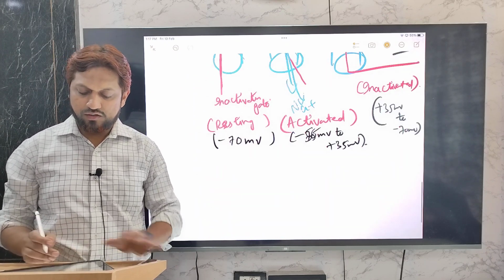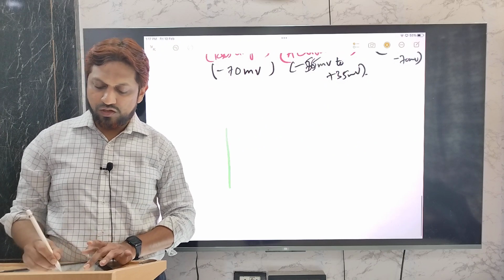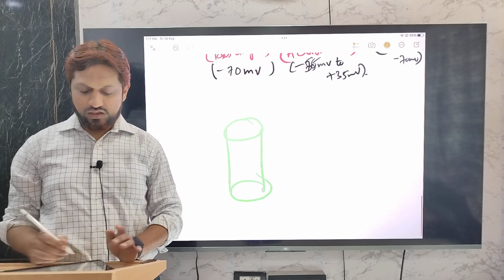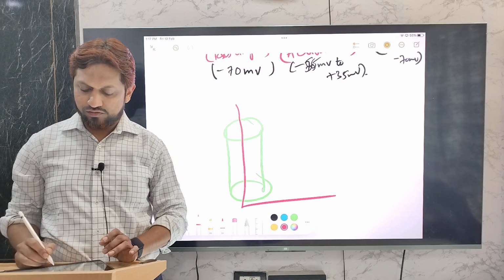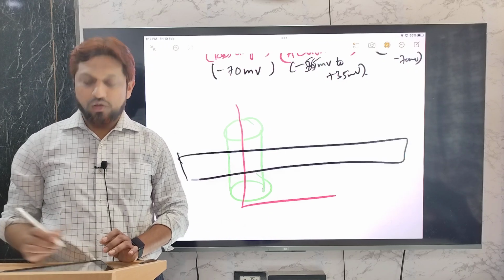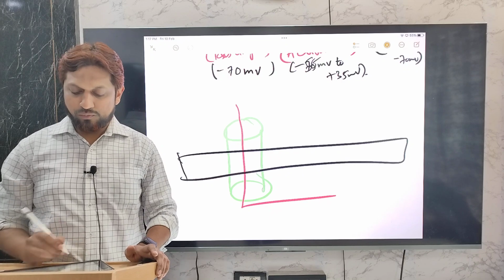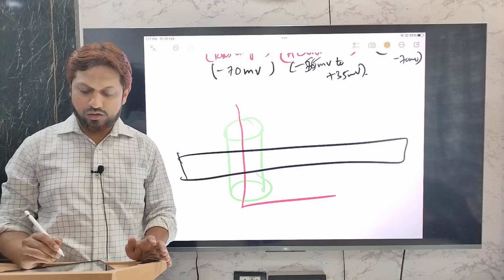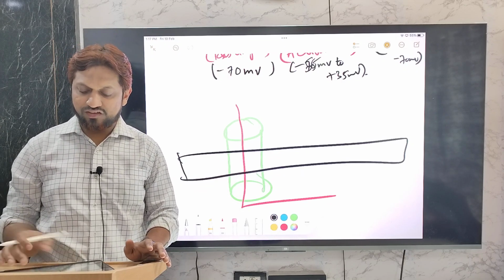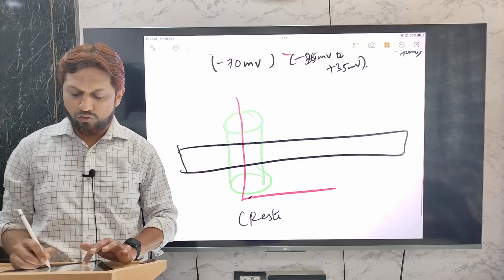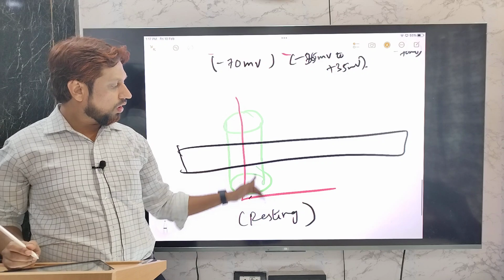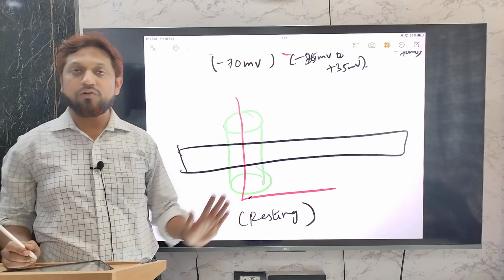These potassium channels, which are present on the cell membrane, will generally be in a closed state. So on a cell membrane, these voltage gated potassium channels are also present. This green color is the voltage gated potassium channel. At the resting condition it will be like this, in a closed state, so no movement of the ions takes place.